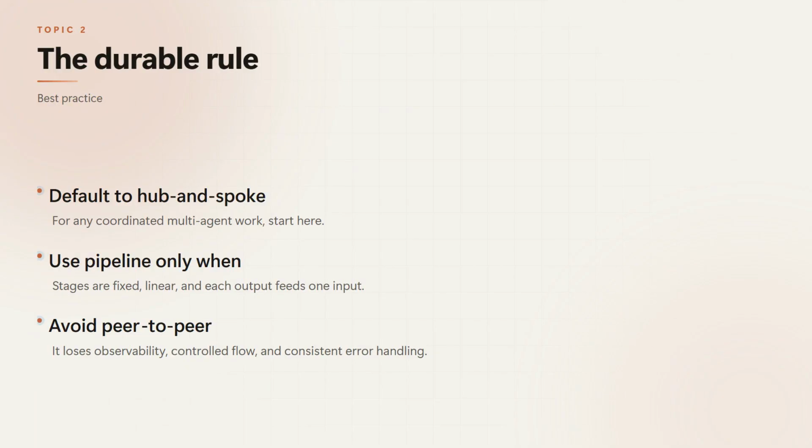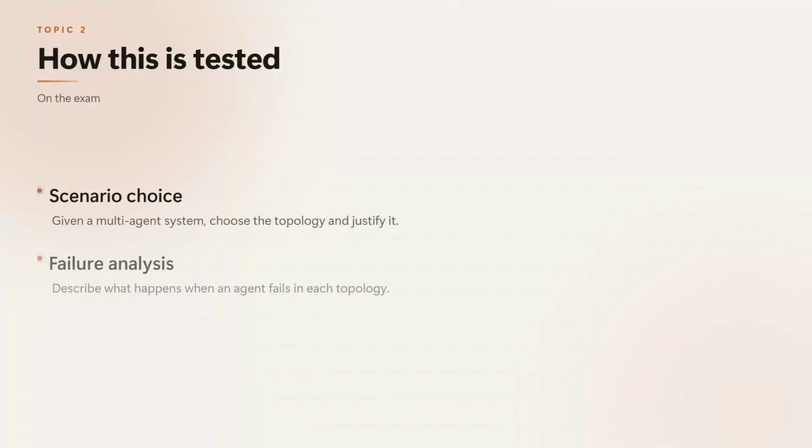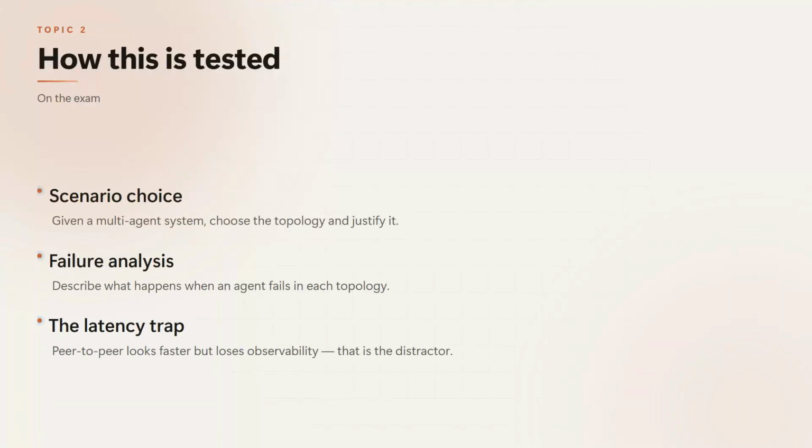The exam rejects peer-to-peer for latency reduction because that optimization costs you the very things that make the system maintainable and debuggable in production. On the exam, expect a scenario that describes a multi-agent system and asks you to choose the topology and justify it. The distractor that catches people is peer-to-peer for latency reduction. It looks like the efficient choice, but the correct answer will always prioritize observability and controlled error handling.